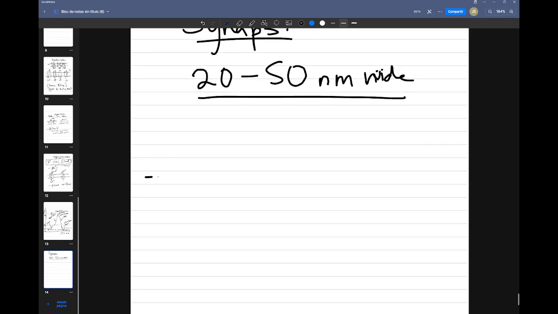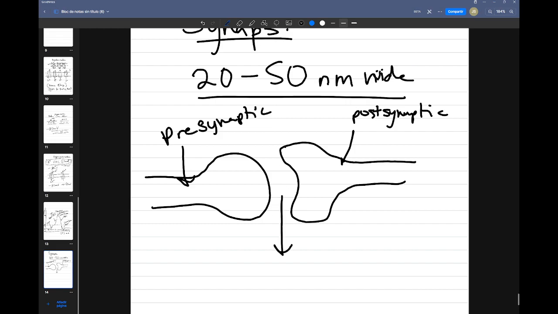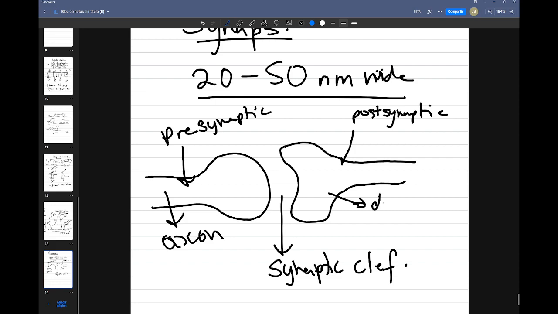So let's look at something like this. Let's call this our pre-synaptic neuron, and this is our post-synaptic neuron. Here we have a gap between them, and this gap is called the synaptic cleft. Remember, it's between an axon and a dendrite. Please remember that, an axon and a dendrite.